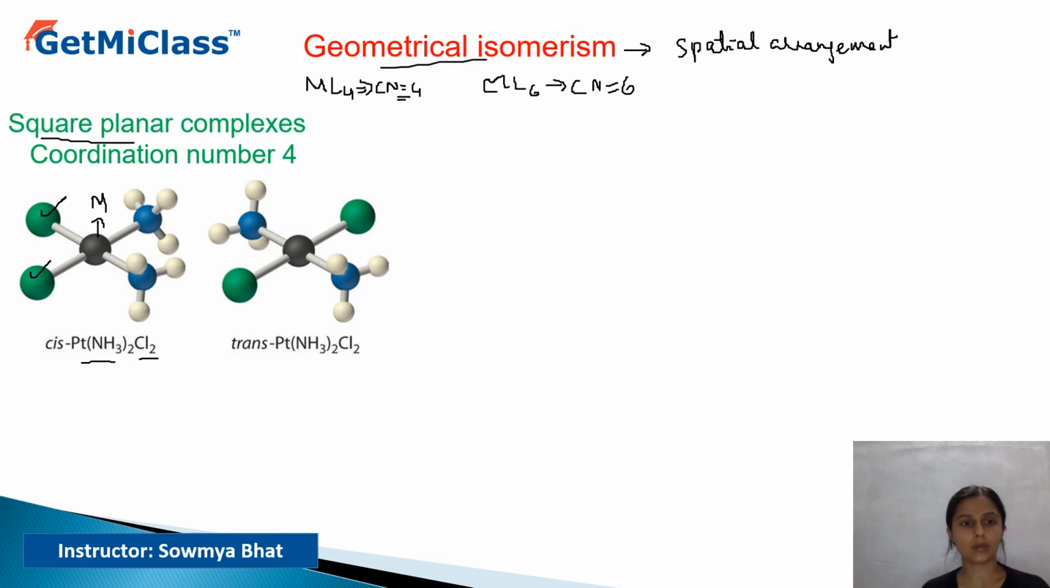Here platinum is in the center, with 2 NH3. You can see that these are the NH3 groups. Both NH3s are on the same side and both chlorines are on the same side. This will give you the cis isomer.